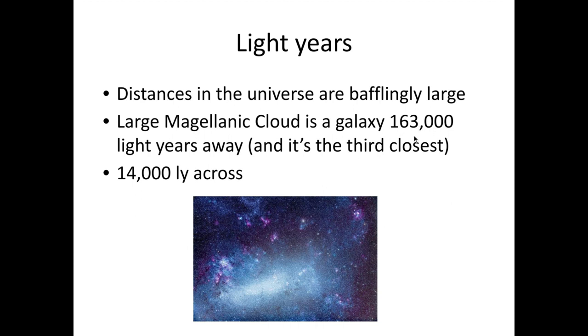Okay, so Sirius, the bright star in the sky, 8.6 light years, I think it was. That means that when you look at Sirius in the sky, you're looking at it as it was 8.6 years ago. If we look at this galaxy through a telescope, we are looking at it as it was 163,000 years ago, because it's taken the light that long to get to us from that galaxy.